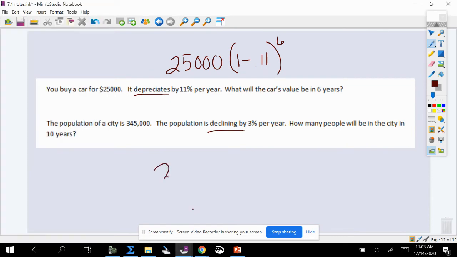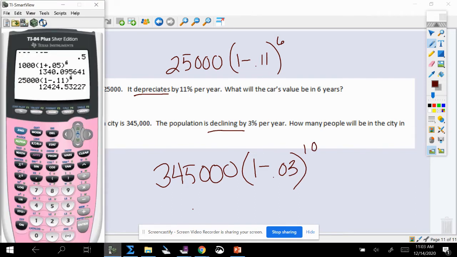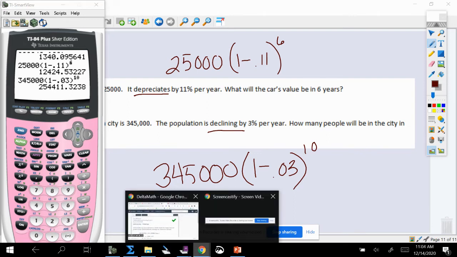If it's people, 345,000 is my initial population. My population is dropping by 3%, so we're going to subtract 0.03, and we want to figure out the population in 10 years. You can't have part of a person, so this will have to be rounded and not written as a decimal. So to the 10th power, after 10 years we're at about 254,411 people.